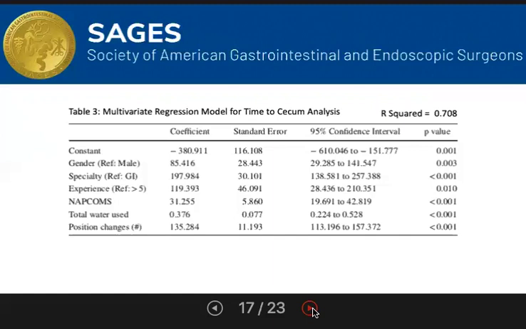Table 3 depicts the multivariate regression model for time to cecum analysis. This identifies sex, specialty, experience, NAPCOM score, total water use, and the number of position changes needed to reach the cecum as the factors associated with time to cecum. The R-squared for this model was 0.708.